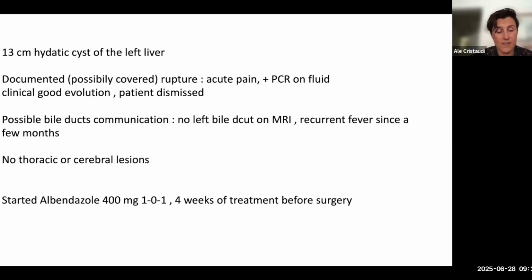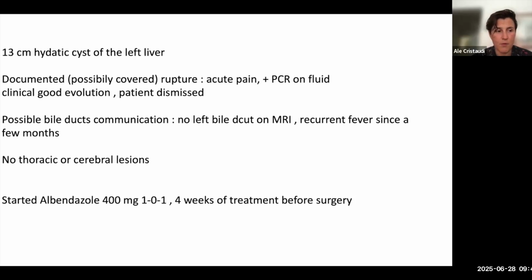And as I said, he started the albendazole 1 week ago. And when we were called, actually, we were thinking to perform 4 weeks of albendazole before treating him surgically. Then we have a few questions to discuss here.